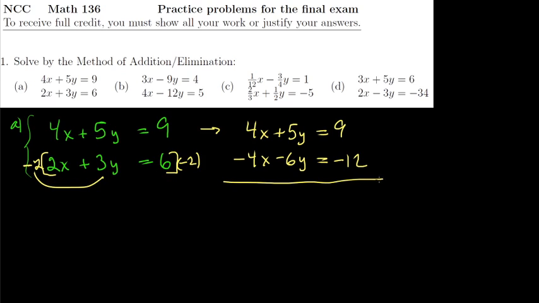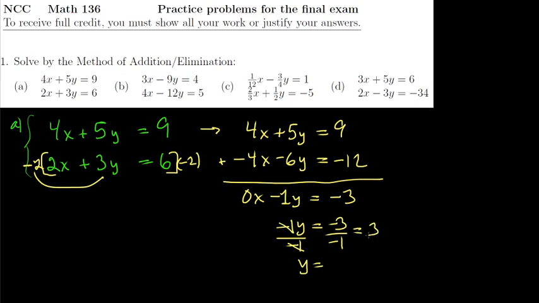All right, now all we need to do, because it's the method of addition, is add the two equations. 4x plus negative 4x is 0x. 5y plus negative 6y is negative 1y. And 9 plus negative 12, or 9 minus 12, is negative 3. So we have negative 1y equals negative 3. Just divide by negative 1. And so that cancels the negative 1, and we're left with y equal to negative 3 divided by negative 1, which is just positive 3. So y equals 3.